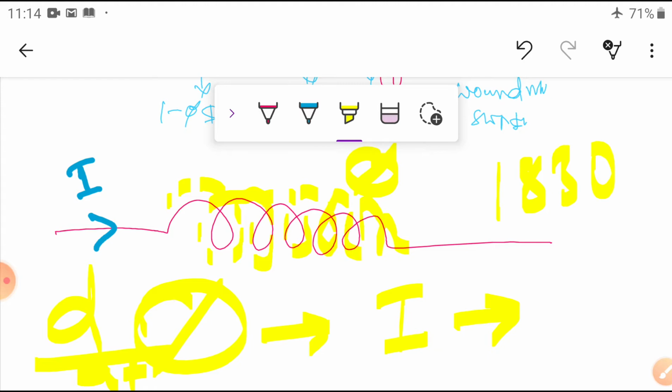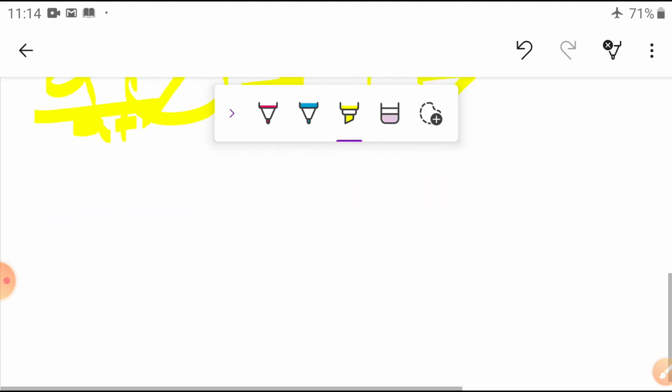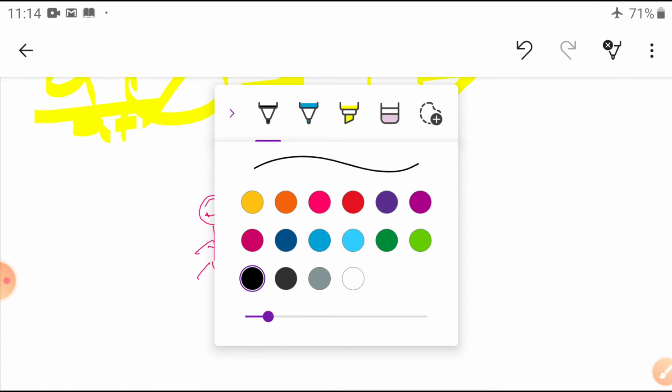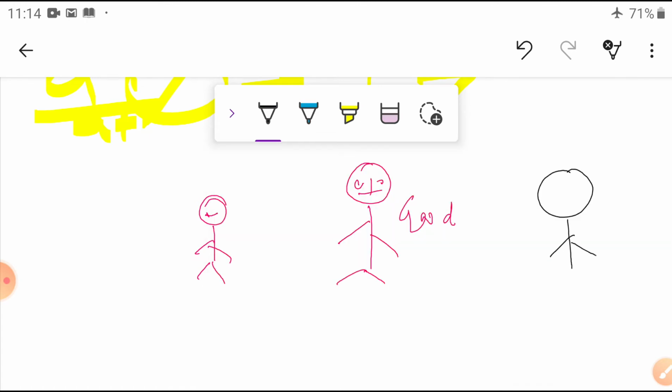For a simple example, I will give one simple example, just like you see here. For example, there is one person, your classmate, who is a new admission, and here another person is a senior. He is a good person with a good attitude. And here is another person, a last bench person, whose character and attitude are bad.